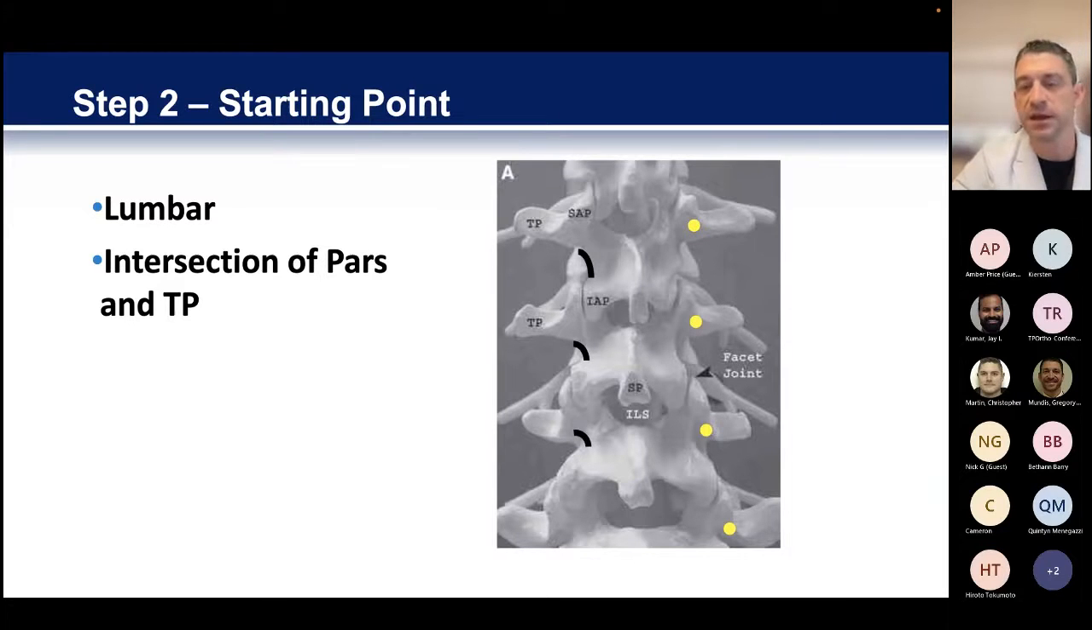For the lumbar spine, there's sort of two ways to think about it. One is the intersection of the pars and the transverse process, and usually there's a little bit of a ridge right there, and you go right into that ridge. The other way to think about this is about the halfway mark. If you mark out your transverse process, cephalad and caudal, about the 50-yard line from the superior inferior direction is typically where the starting point will be, and butted right up against the bony ridge of the lateral facet.